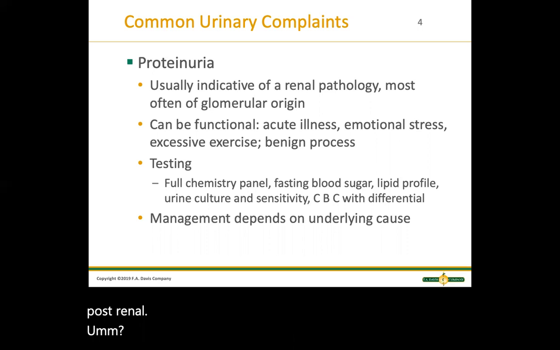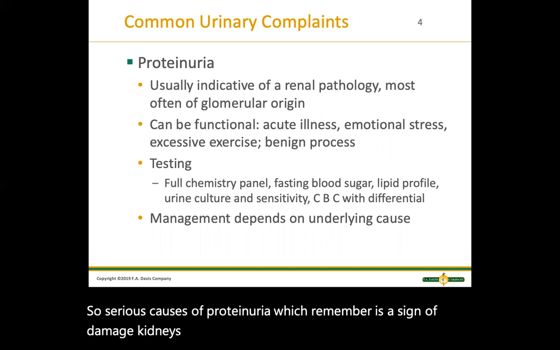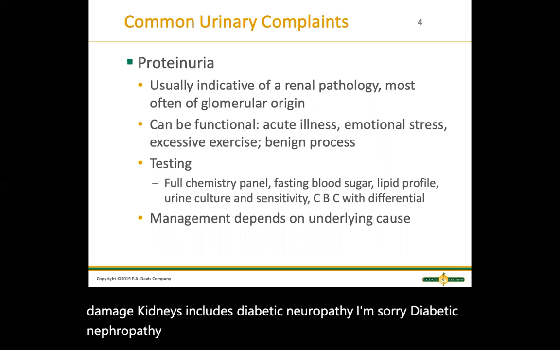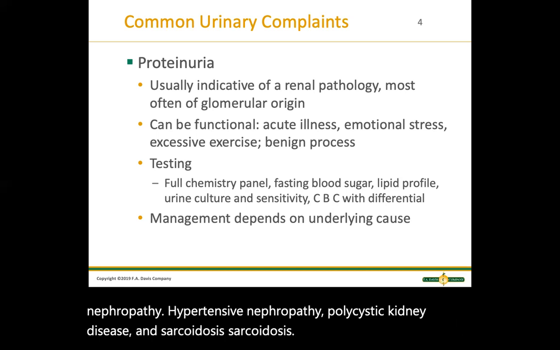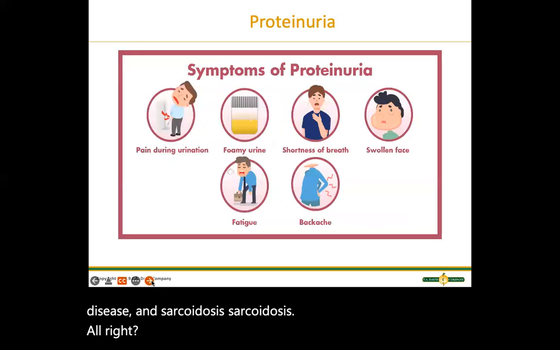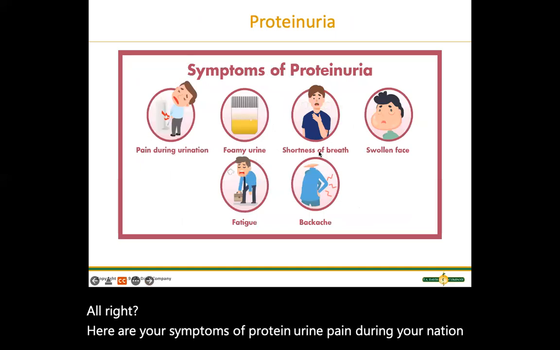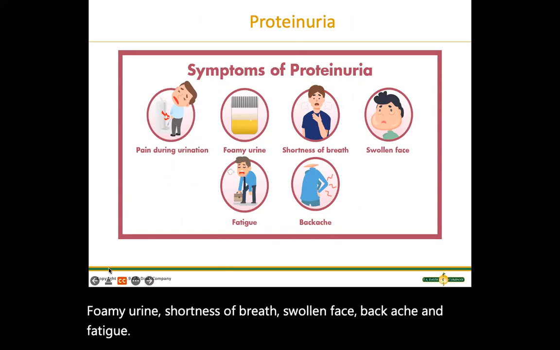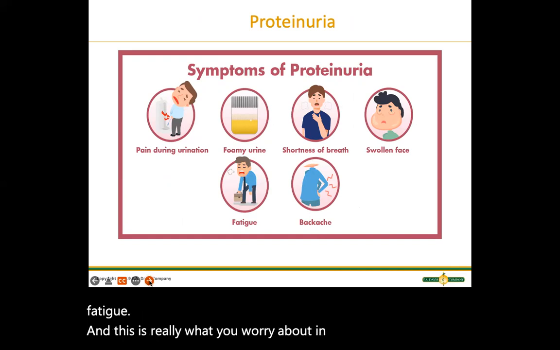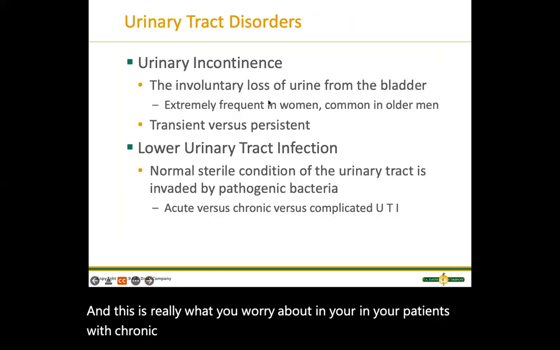So serious causes of proteinuria, which remember is a sign of damaged kidneys, include diabetic nephropathy, hypertensive nephropathy, polycystic kidney disease, and sarcoidosis. All right. So here are your symptoms of proteinuria: pain during urination, foamy urine, shortness of breath, swollen face, backache, and fatigue. And this is really what you worry about in your patients with chronic kidney disease.